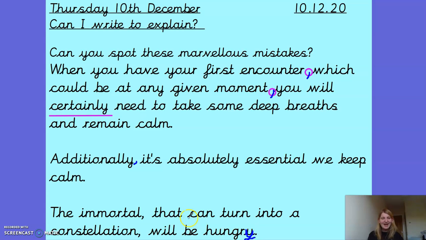Let's just change that. Okay. Well, I've spoken a lot about commas. Can't get enough of them. However, we know I've used a relative clause about the immortal. I've said that they can turn into a constellation. However, I've used "that". What's the rule with that?